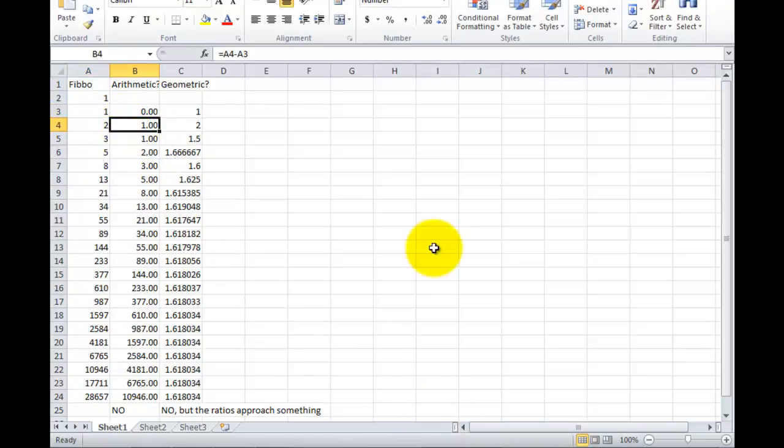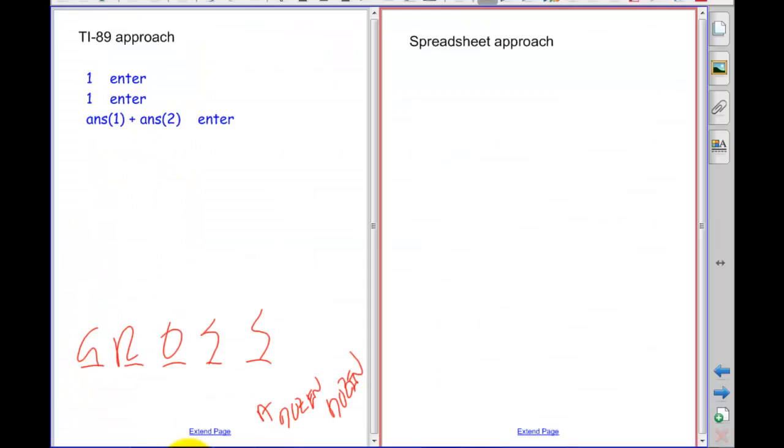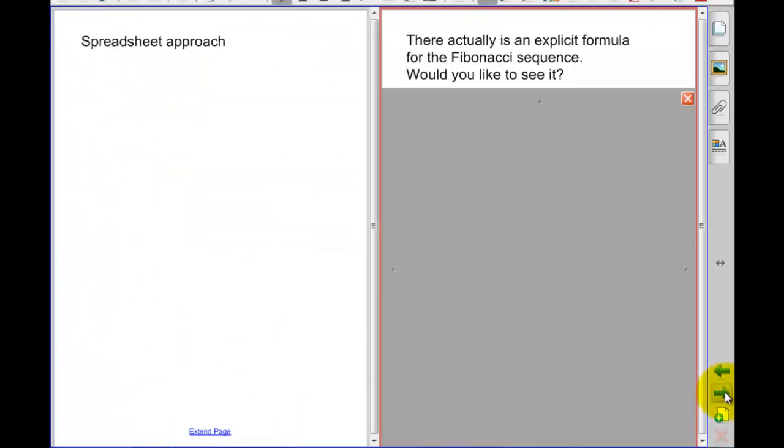And it's important to some. So we call it a word, and we call it... I think that's the name of it. Let's find out. There actually is an explicit formula for the Fibonacci sequence. Would you like to see it?